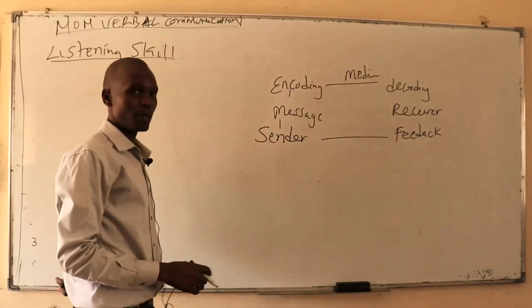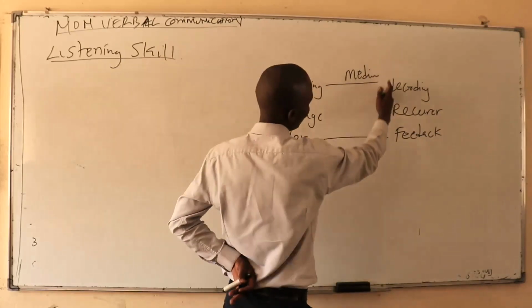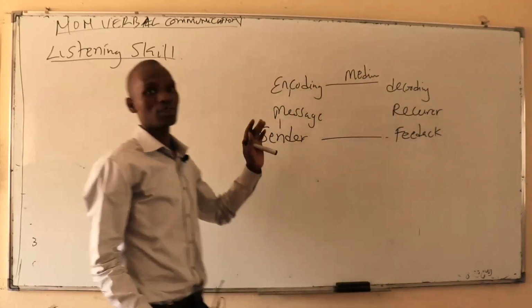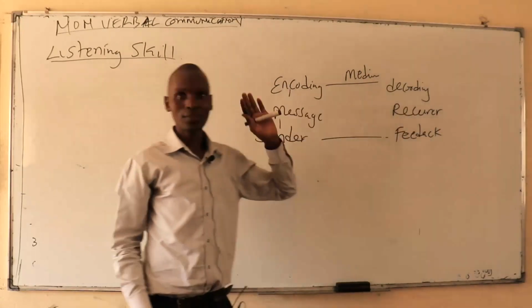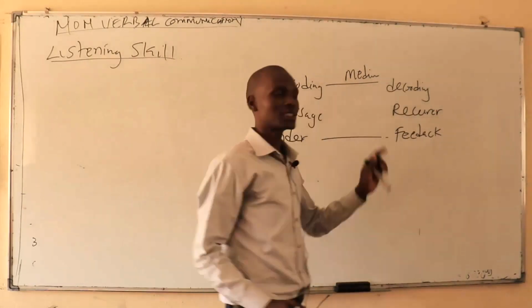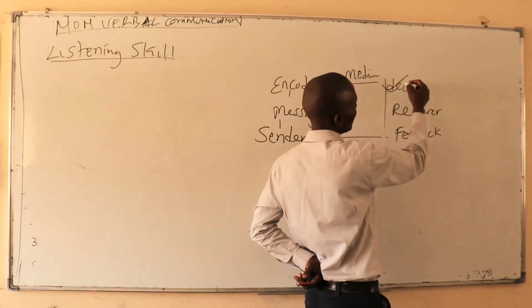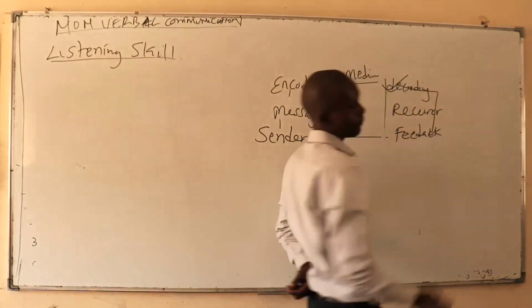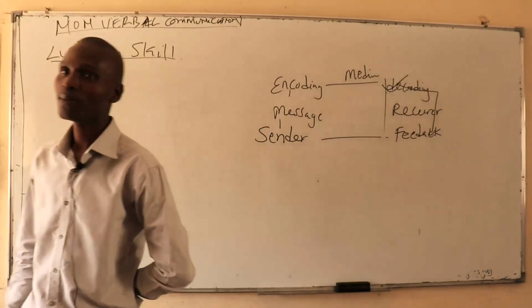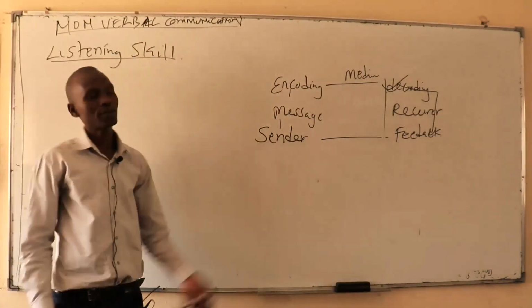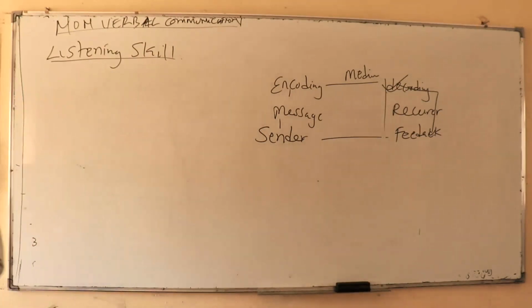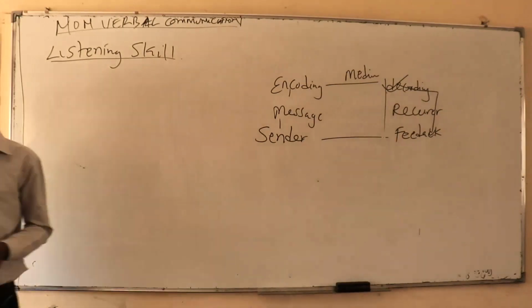So whenever we're talking about listening, we are talking on the side of the receiver. It is the part of the receiver to receive the sent message so that he can interpret it. And after interpreting, he gives a feedback. Are we together? And it only applies when they have applied oral communication. So can you listen when you are reading a book? No, it only applies when you apply oral communication.